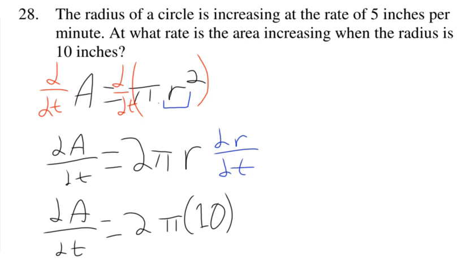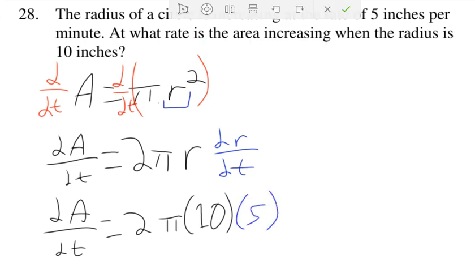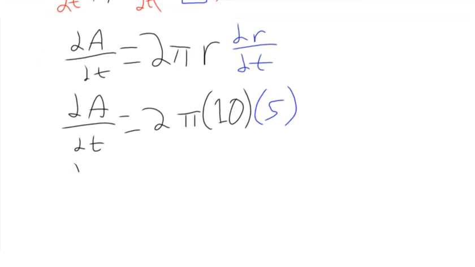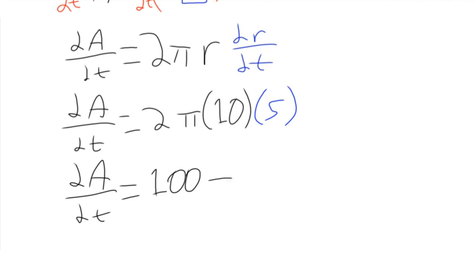And dr/dt is the rate at which the radius is increasing. We know that the radius of the circle is increasing at the rate of 5 inches per minute, so dr/dt is going to be 5. If you work all this out, you will find that dA/dt equals 2 times 10 times 5, which is 100, and we have the pi still. So we conclude that the area is increasing at a rate of 100 pi square inches per minute.